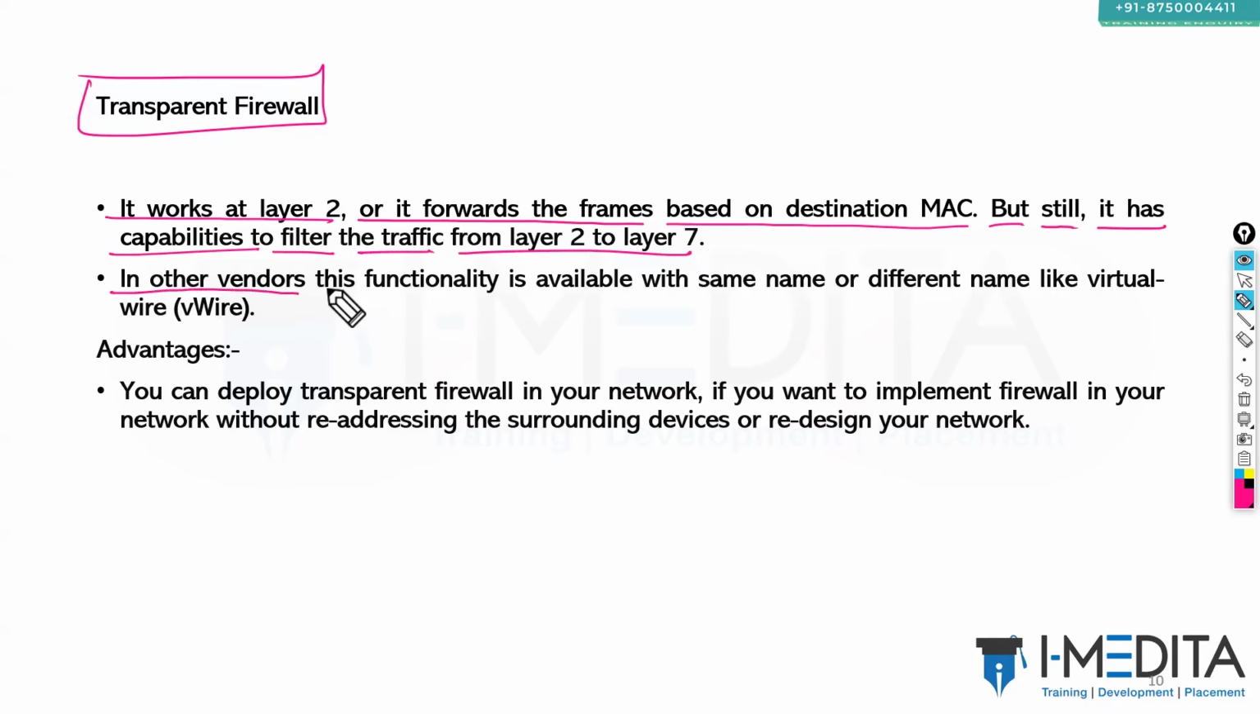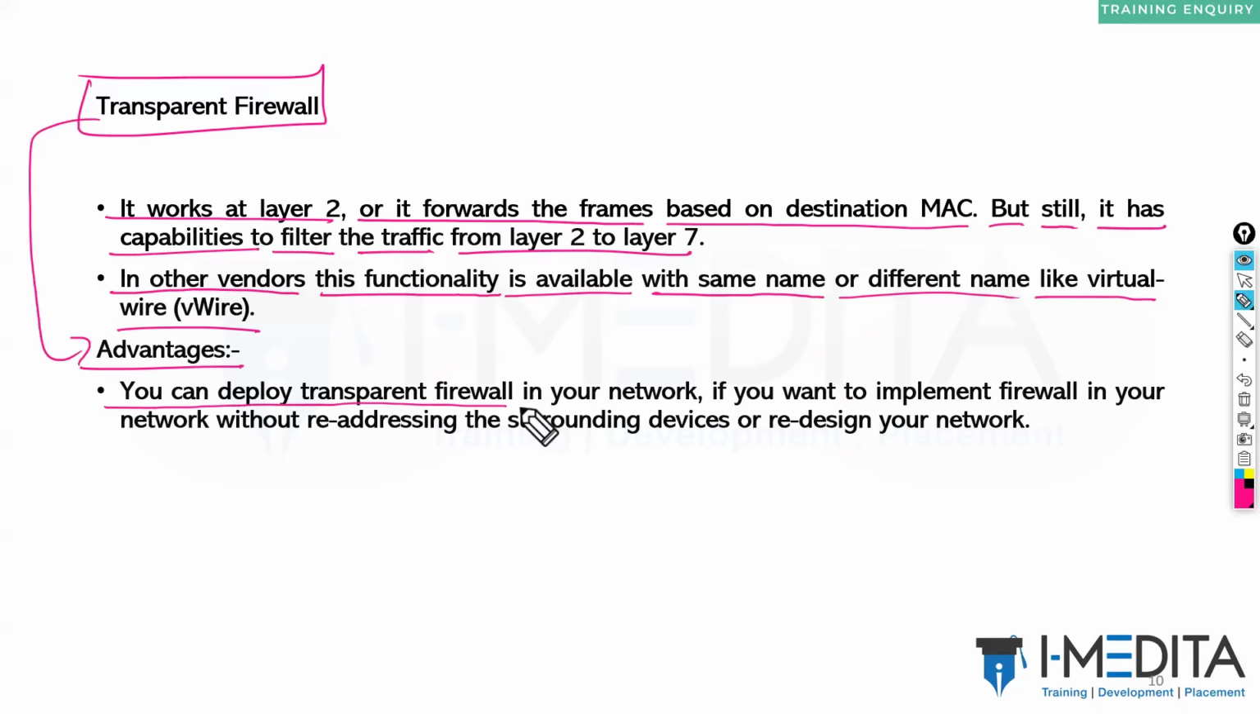In other vendors, this functionality is available with the same name or a different name, like virtual wire. Some vendors provide L2 deployment with a transparent firewall, and some provide it with virtual wire. What is the advantage of a transparent firewall? You can deploy a transparent firewall if you want to implement a firewall in your network without readdressing the surrounding devices or redesigning your network.